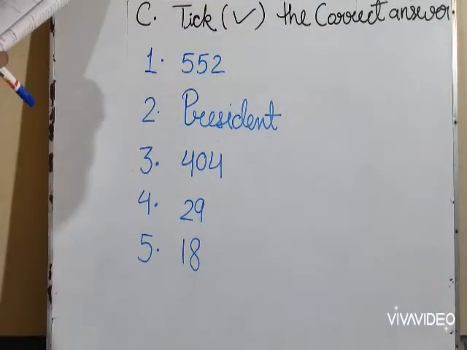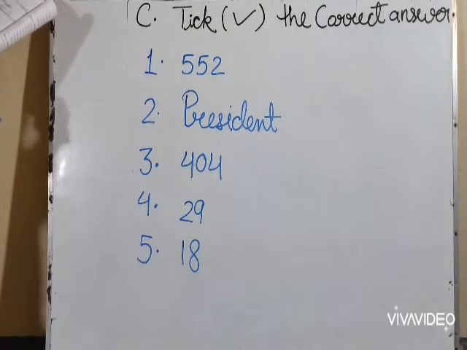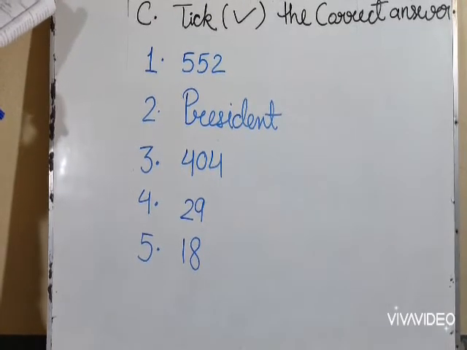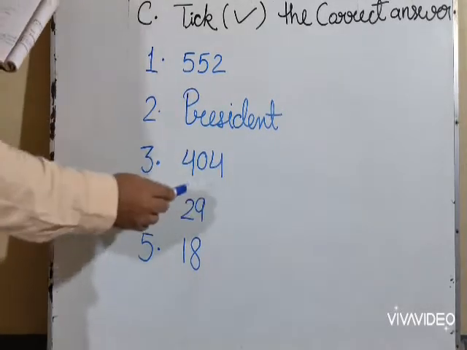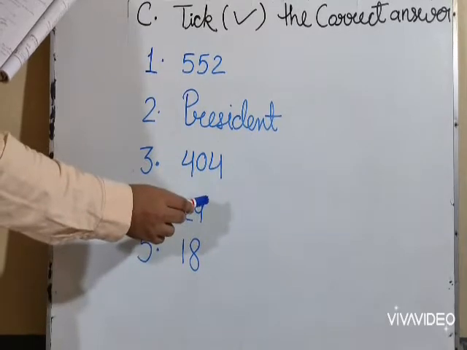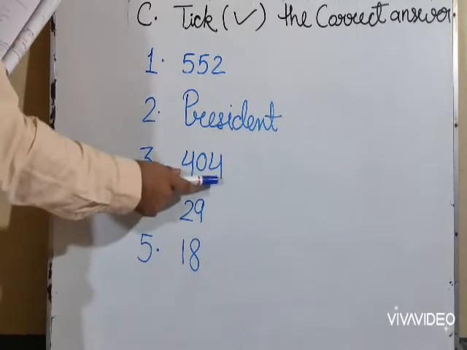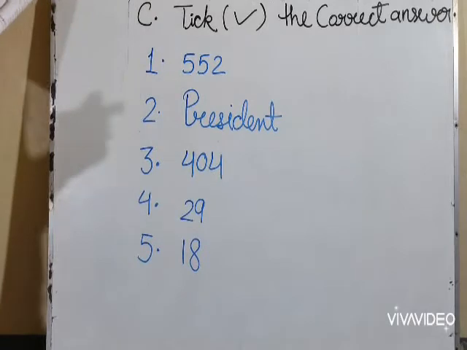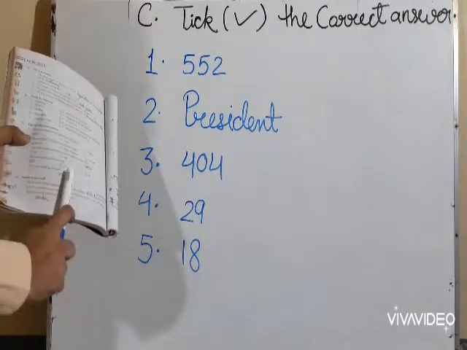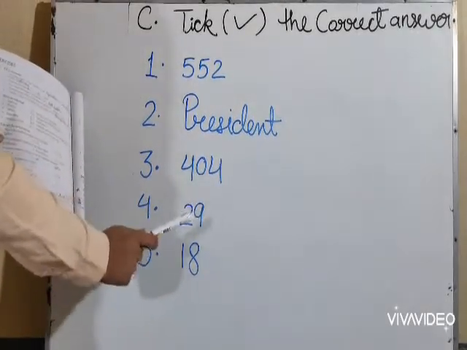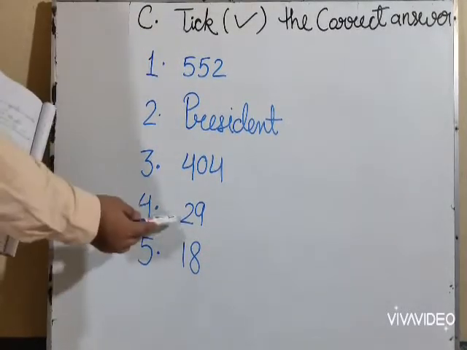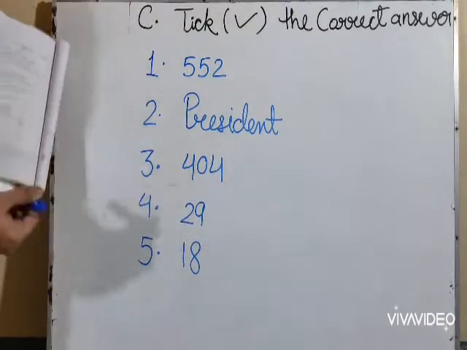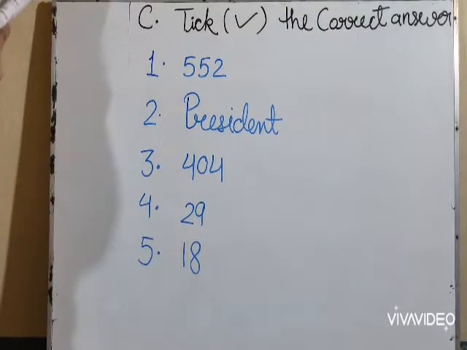Now next question is, how many members are there in the UP Legislative Assembly? The correct answer is 404. Now, how many states are there in India? Answer is 29. Now, the last question from the correct answers is, what is the voting age in India?